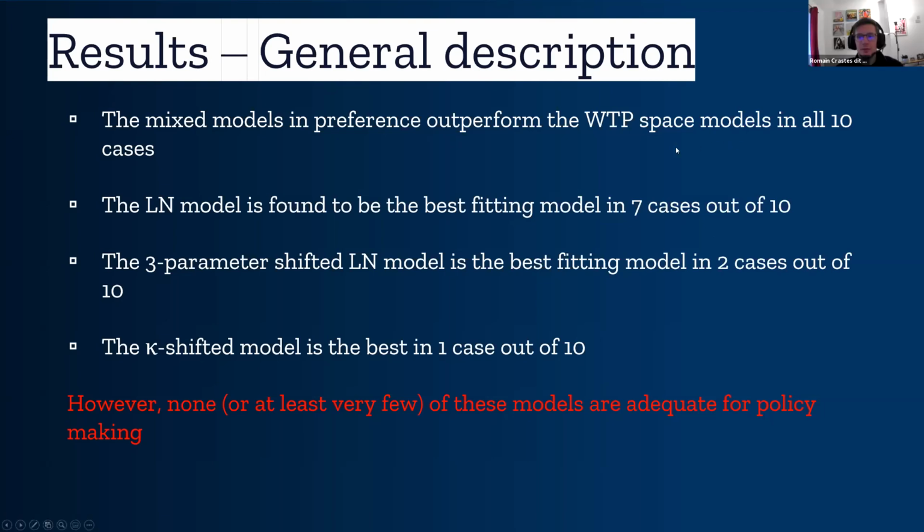Okay, so moving on with this, what are our results? The mixed models in preference space, all of them, apart from the one where the price attribute is set up as non-random, outperform the willingness to pay model in all 10 cases. The lognormal model is found to be the best fitting model in 7 cases out of 10. The shifted lognormal distribution with 3 parameters is the best fitting model in 2 cases out of 10. And the kappa shifted model is the best in 1 case out of 10. However, none, or at least very few of these models are great for policy making.